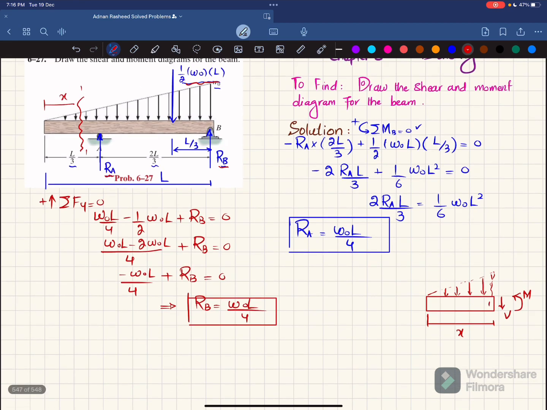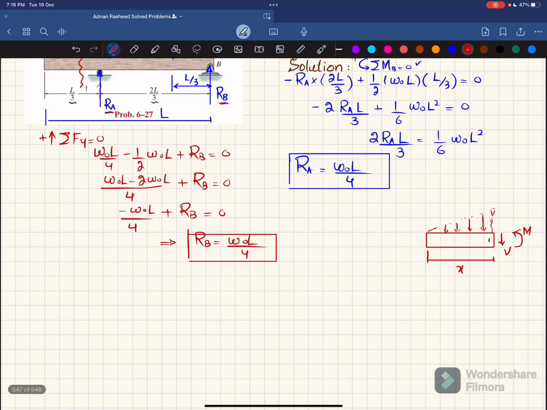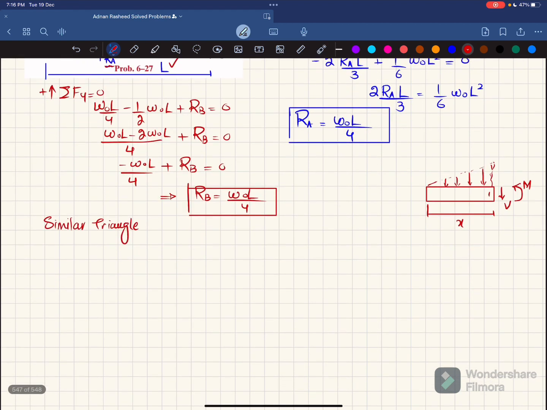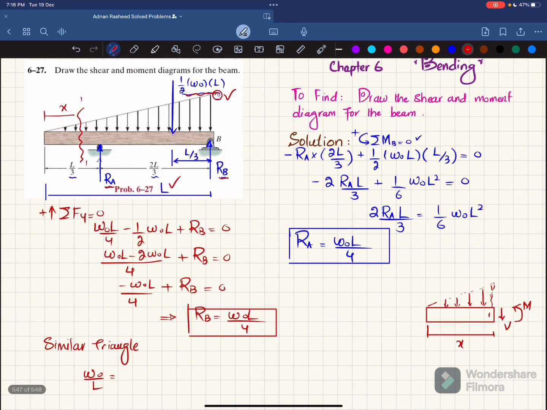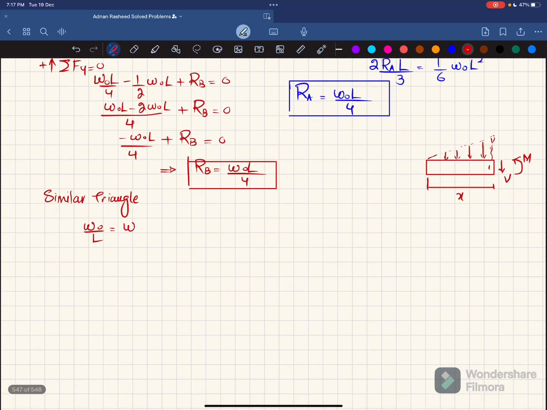Clear? Now you can see that here the load is W naught. So we have two similar triangles, one is this one and the other one is this one. This is for the length of L, and this is for the length of X. Clear? So by using similar triangles, if I take the ratio, W naught over length L will be equal to, here let the magnitude be W, W divided by this distance X. So we find W will be equal to W naught into X divided by L. So here the magnitude will be W equal to W naught into X by L.